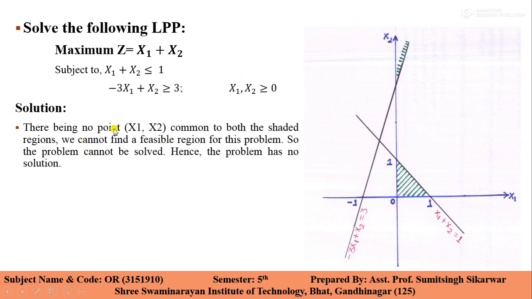Now, as we can understand, there is no point at x1 and x2 which is common to both shaded areas, right? We don't have any point of intersection. So we cannot find a feasible region for this problem and we are not able to solve it. As these two shaded areas are not intersecting, we don't have any intersection points, hence the problem has no solution.